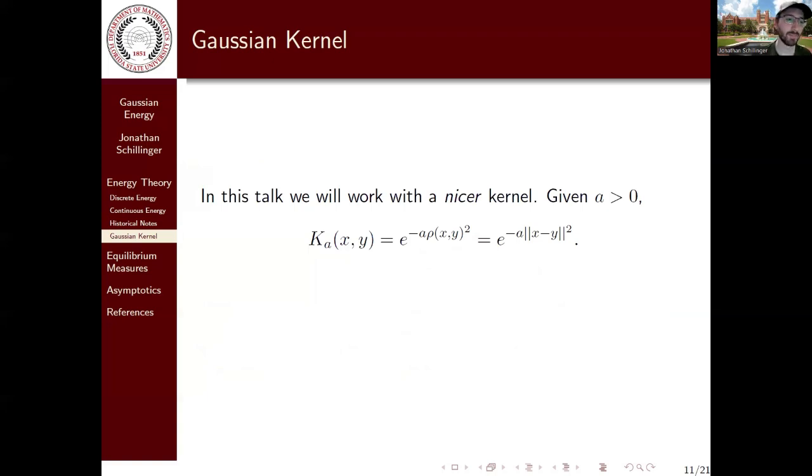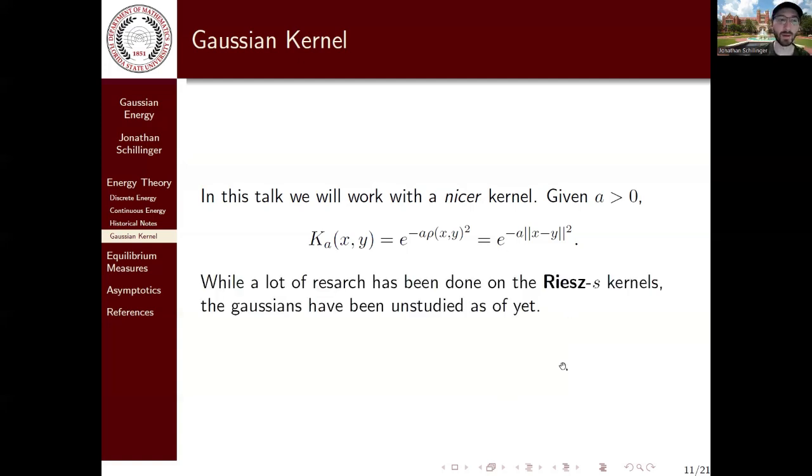This is sort of like the nicest function you can think of in an analysis setting. It's not only continuous, it's smooth, it's great. It has no issues, no singularities, no regions where this kernel blows up. And while a lot of work is known, the Riesz kernels have been studied to death throughout the 1900s because of their applications to physical scenarios. The Gaussians were generally left alone.